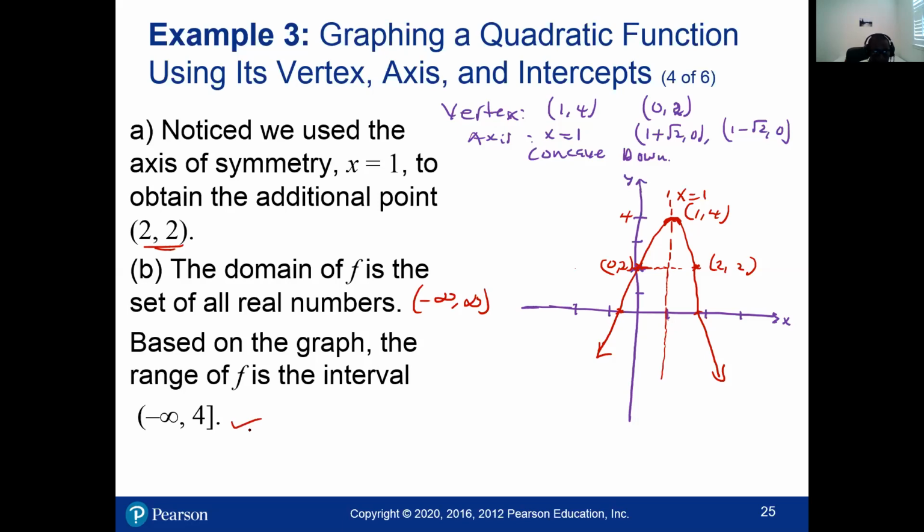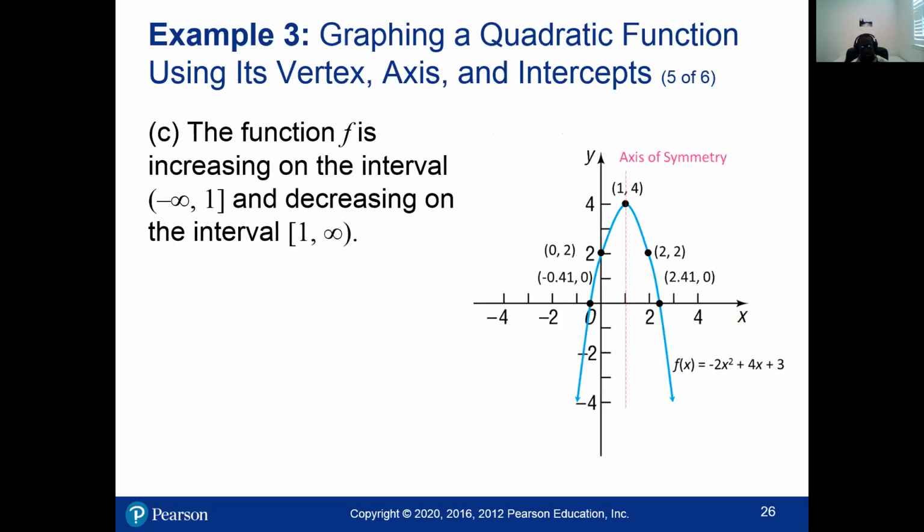Now, part C says that we should find whether it's increasing or decreasing. So this is the graph, here's a nicer one. This is the graph of the parabola.